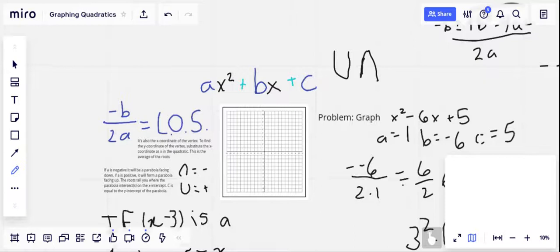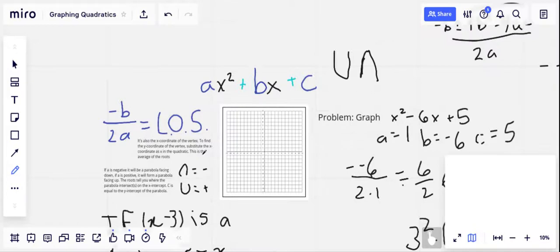The roots, as we learned, are the x values at which the quadratic is 0. They tell you where on the xy coordinate the parabola will intersect the x-axis. So if the roots are, let's say, 3 and 7, then the parabola will intersect at 3, 0 and 7, 0.